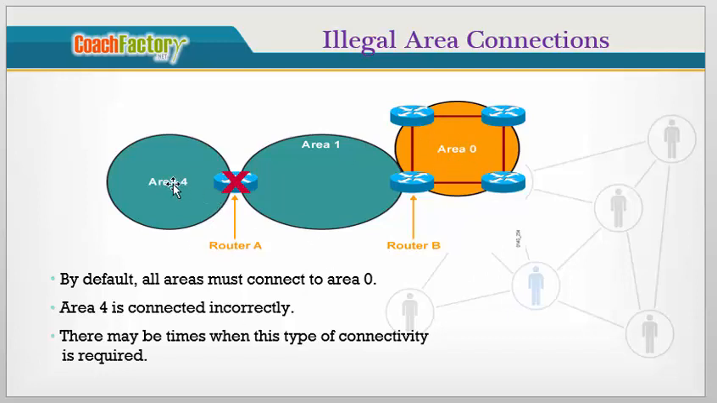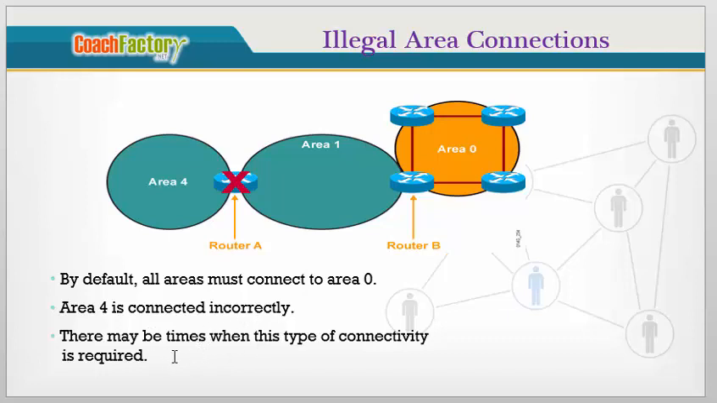In this case, area 4 is not directly connected to area 0. It is directly connected to area 1. So area 4 routers cannot communicate with area 1 routers or area 0 routers. These are illegal area connections in OSPF. By default, all areas must be directly connected to area 0, and area 4 is connected incorrectly.